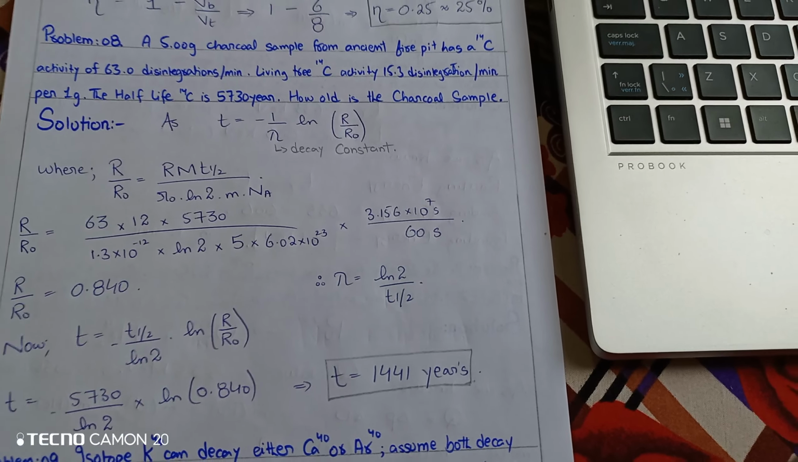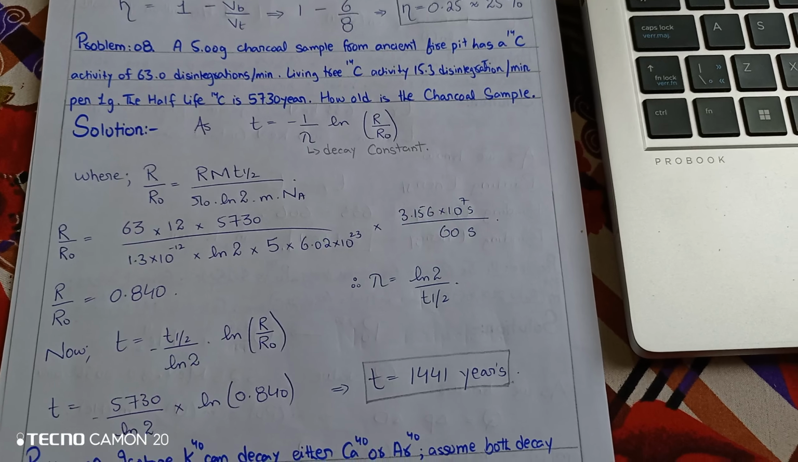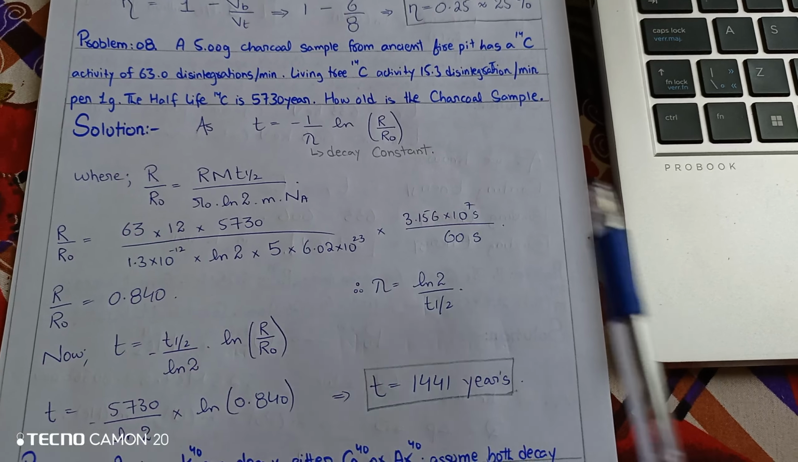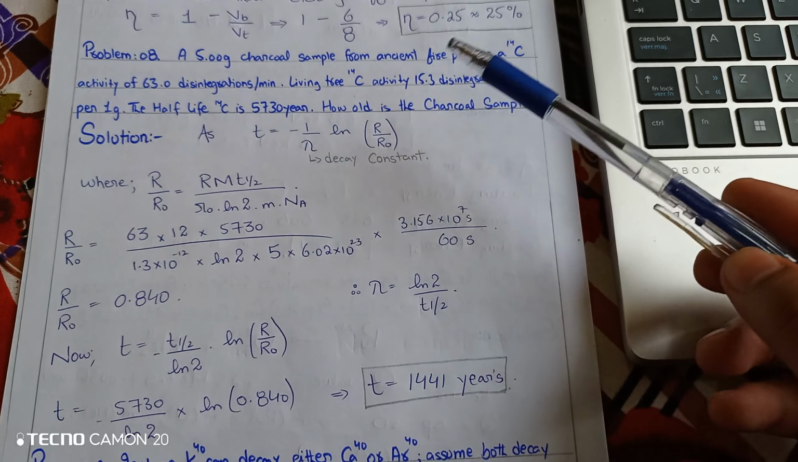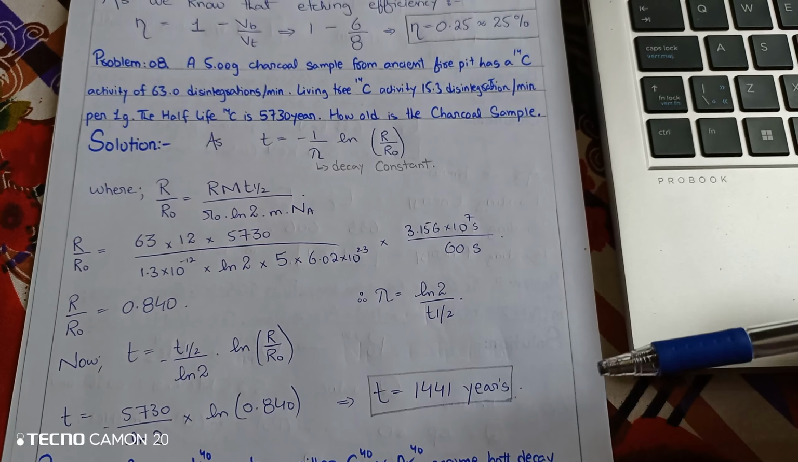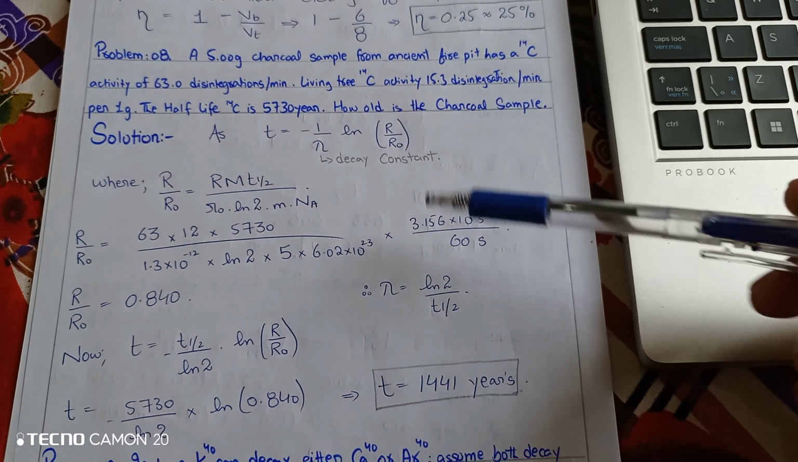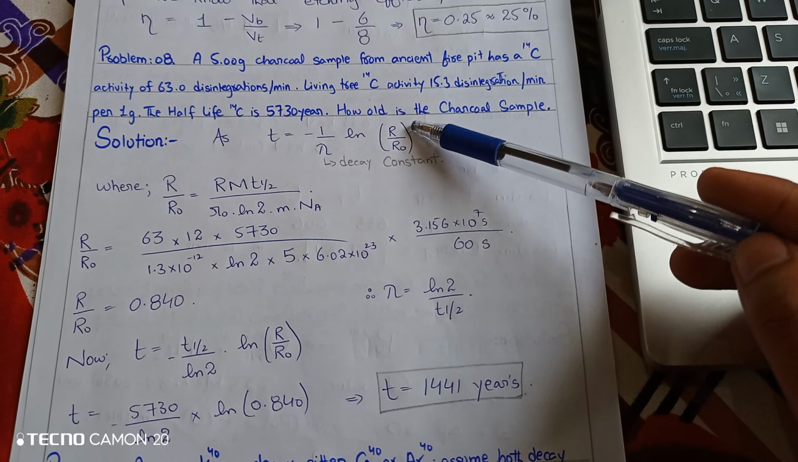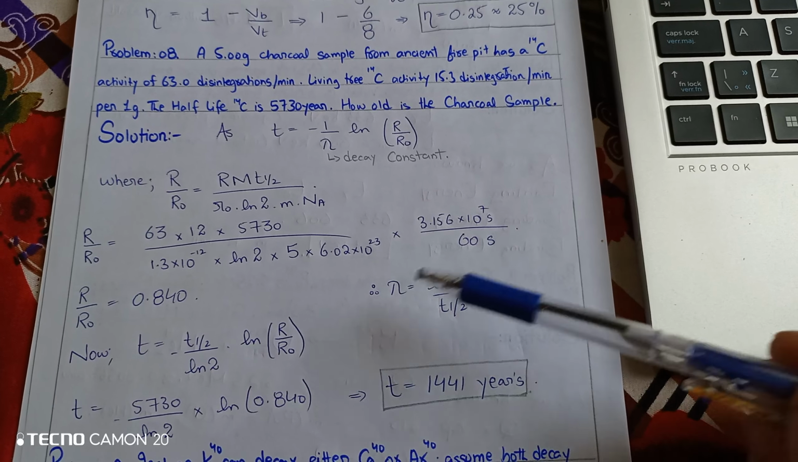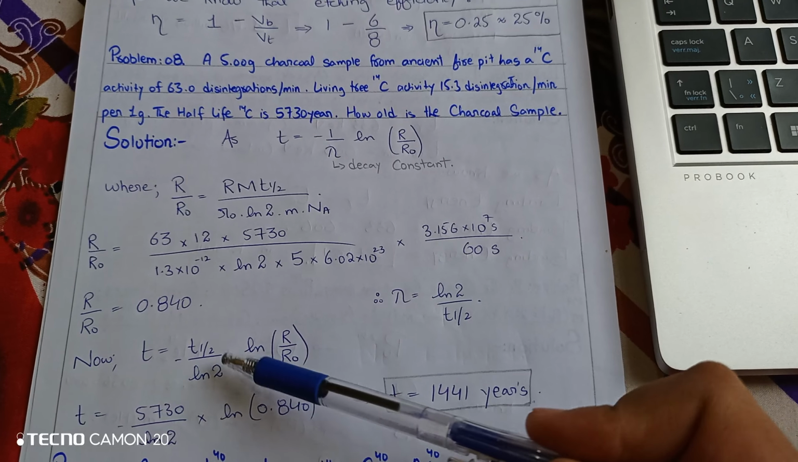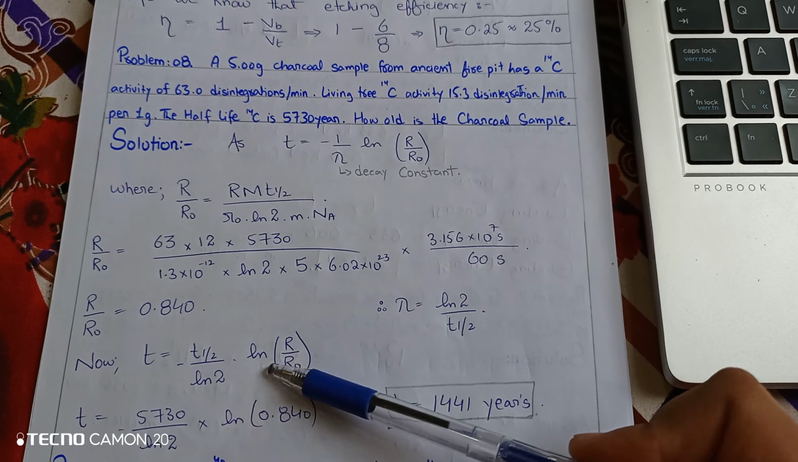0.8840. Understood? So this is how you can find r by r naught. Now you just have to put this r by r naught in this relation. Also you know that lambda equals ln of 2 divided by t 1 by 2. After putting the value of lambda and r by r naught here, you will get this. So 1 by lambda, putting the value of lambda, becomes t 1 by 2 divided by ln of 2, times ln of r by r naught.